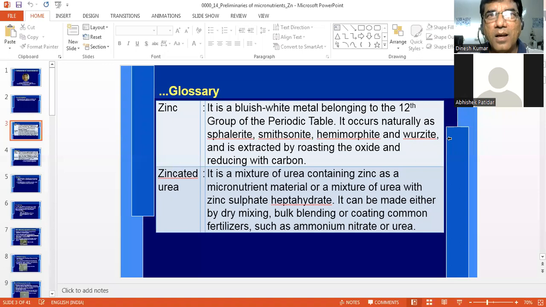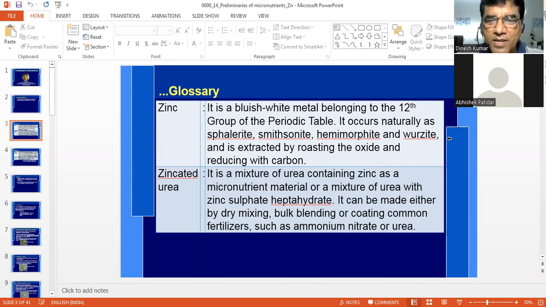It is 2%. So 2% by weight should be zinc in zincated urea. Okay, so some companies are making zincated urea also. So what was the problem? Why did we need zincated urea? Now, one thing you can remember is that zinc content should be at least 2% in zincated urea.